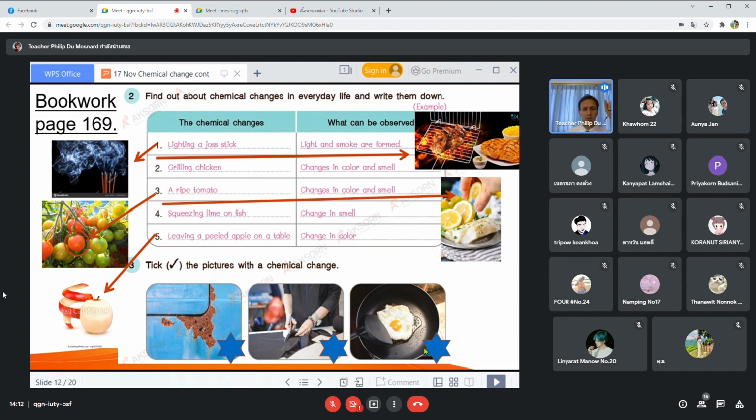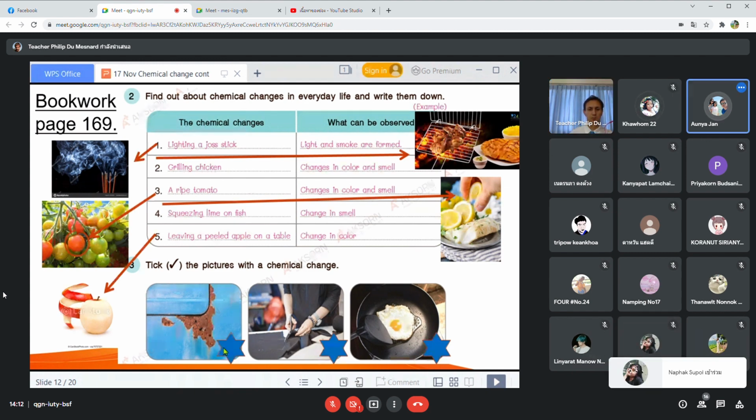Okay, then let's look at the pictures here at the bottom. So, class, can you tell me the first one, is it a chemical change, yes or no? I hear no and yes, but actually the answer is yes. And why? Because there's powder. There's the orange or brown powder, and that is rust. That is a chemical change. So when the metal makes the powder, it's a chemical change.